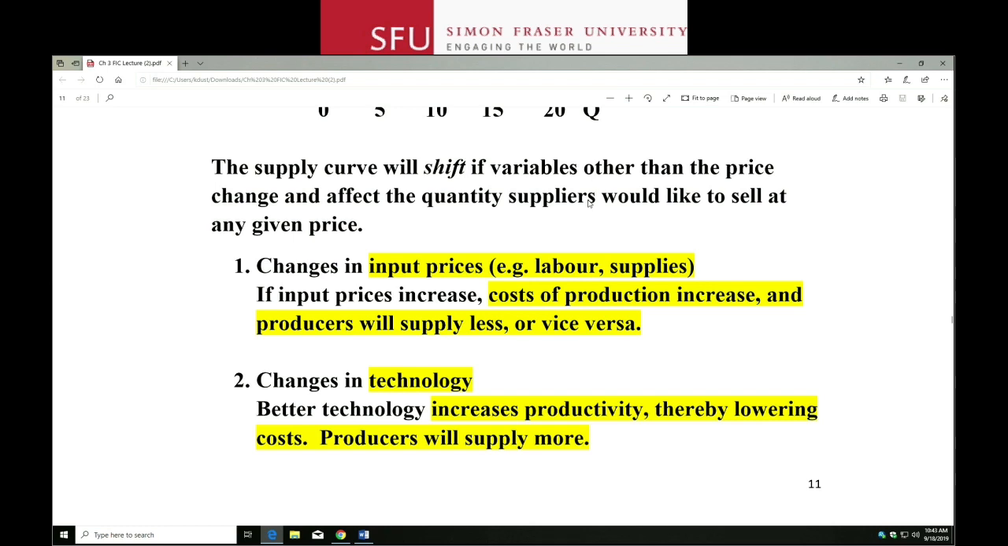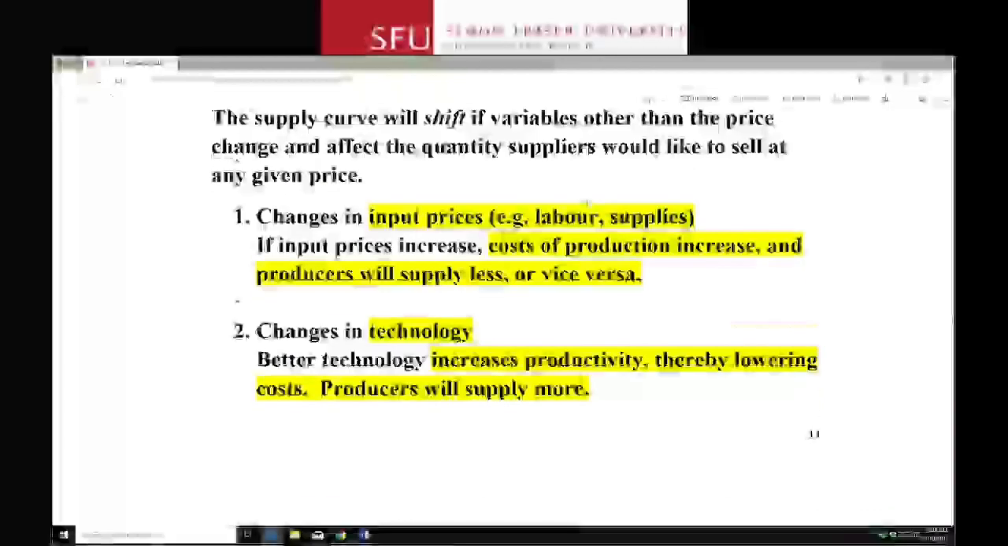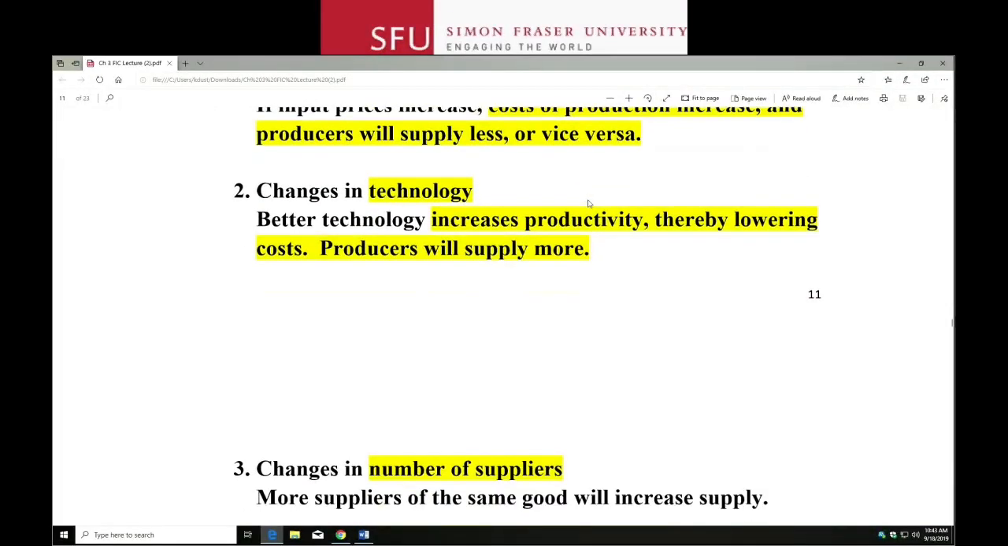The next one is when we're referring to the market supply or the total supply in the market, then the number of firms that are supplying the good will affect the total amount that's being supplied. Okay, so number 3, changes in the number of suppliers. This is similar to last week when we talked about population affecting demand, right? Change in population changes the number of consumers, that will change the market demand. So likewise, change in the number of firms will change the market supply.